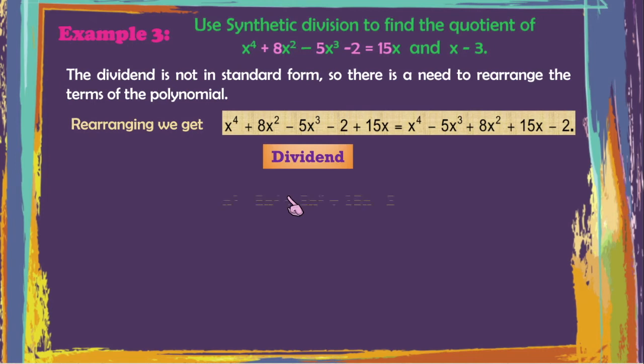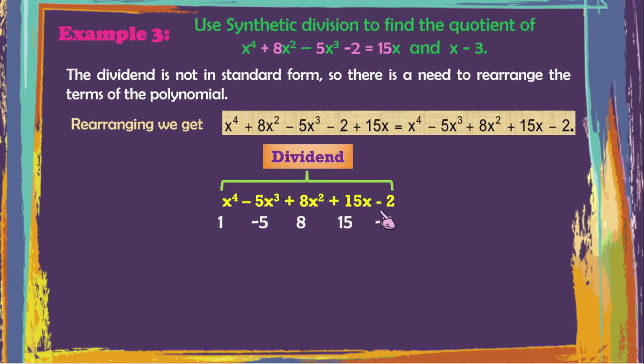So this is our dividend. Now get the coefficients. So the coefficient of x to the fourth is 1. X cubed is negative 5. Coefficient of x squared is 8. Here it's 15. And then the constant term, which is negative 2. Our divisor is x minus 3. Therefore, our r is 3. So the divisor here in synthetic division is 3.